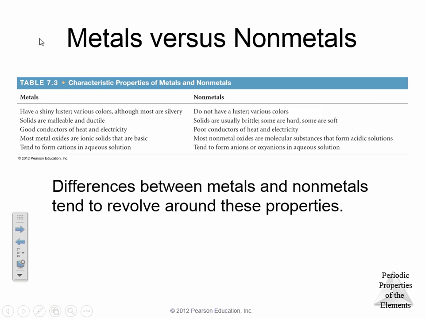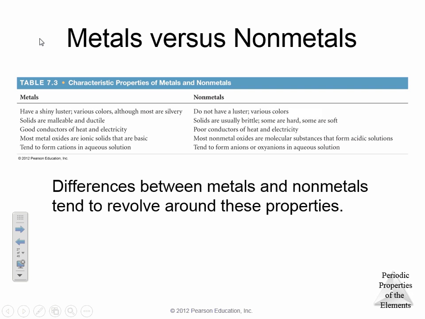And what is a metal oxide? It's any metal that would combine together with oxygen. So a metal oxide would be like MgO or Na2O. Those are metal oxides. Now on the flip side of that, nonmetals have the exact opposite characteristics of metals.